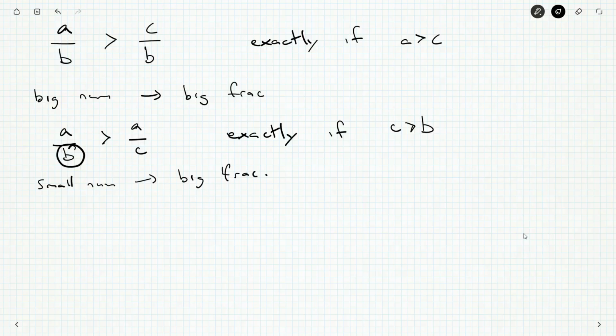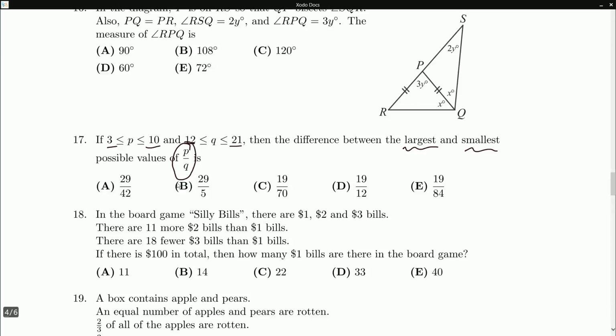Now all we have to do for this question, because we have a range of values for both the numerator and denominator, is pick the biggest p value and the smallest q value. Combined, that'll be the biggest fraction. So that'll be 10 over 12.